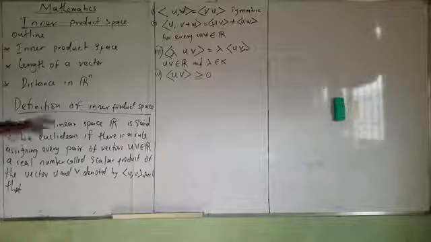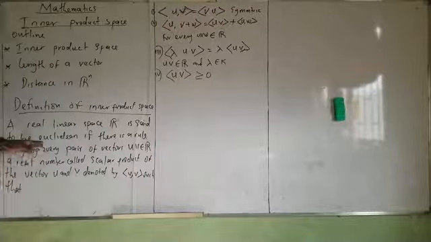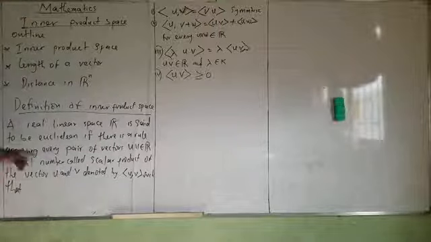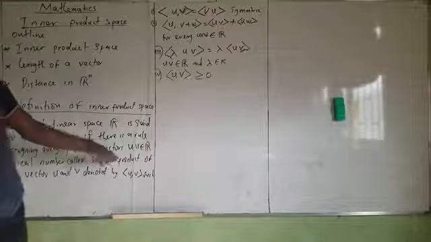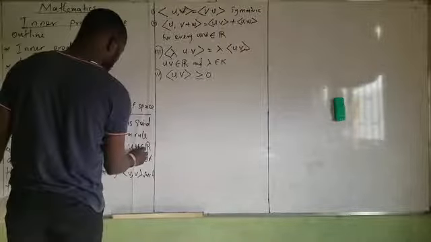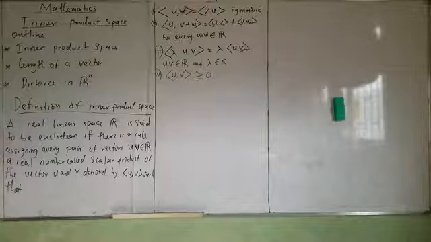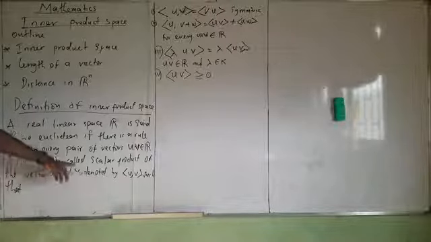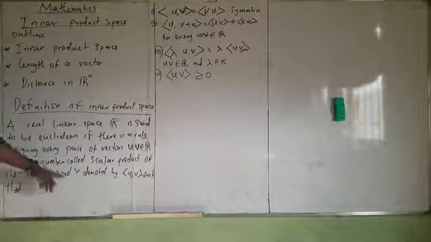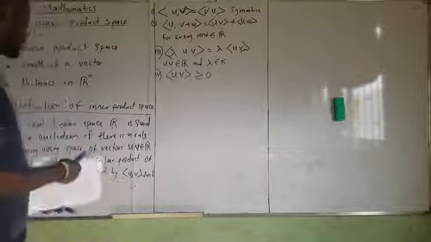A real linear space, which is R, is said to be Euclidean if there is a rule assigning every pair of vectors u and v a value (u, v) that belongs to R. It means it is a real number, called the scalar product of the vectors u and v, denoted like this.